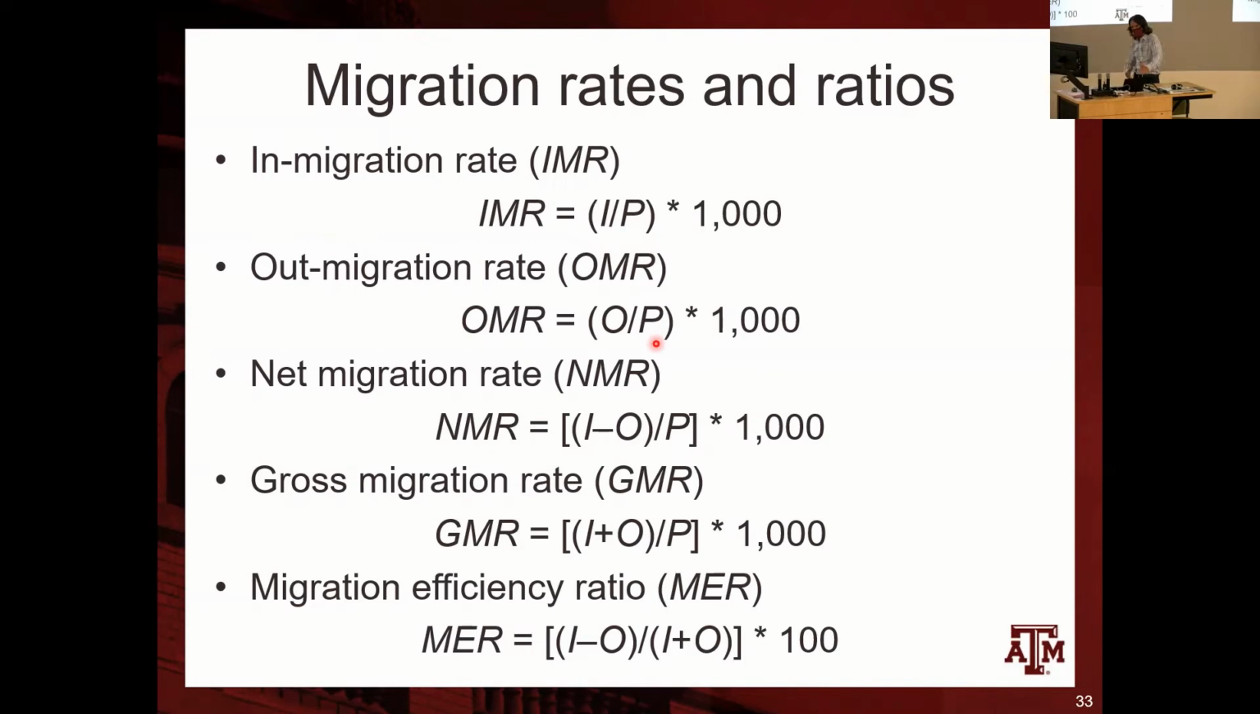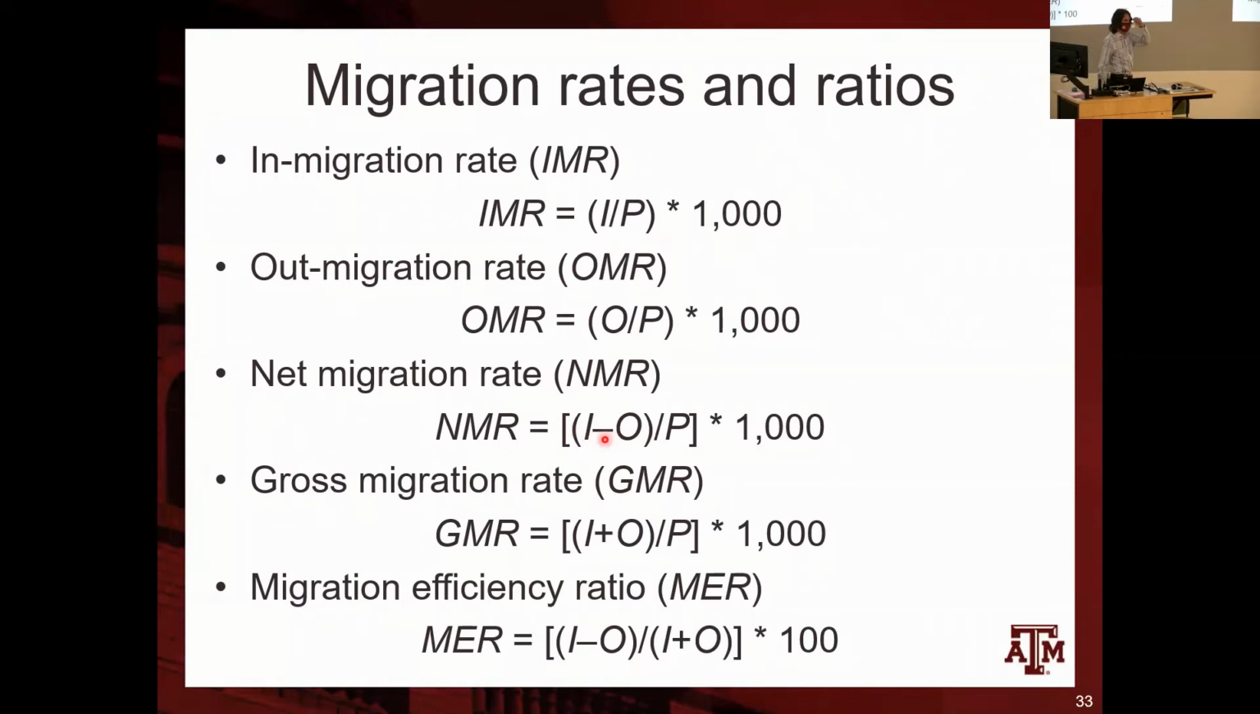Net migration is when we subtract out-migrants from in-migrants for a specific area and divide by the population of that area. The net migration rate can be positive if in-migrants are more than out-migrants, can be negative if we have more out-migrants than in-migrants, or it can be close to zero if these two numbers are similar.